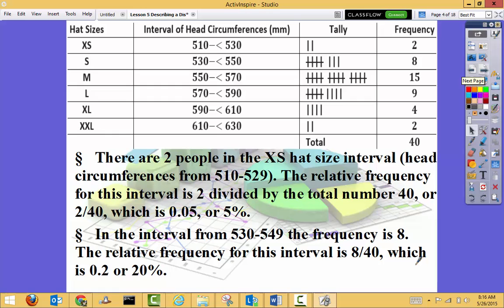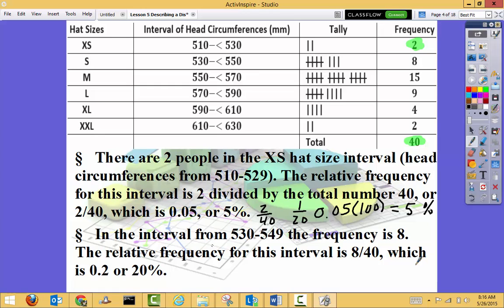Okay, here's our next part. There are 2 people in my extra small hat size range. The relative frequency is 2 divided by the total number. So 2 divided by 40 is 1 over 20, which is 0.05, and then I multiply that times 100 and I get 5, and I add the percent sign.